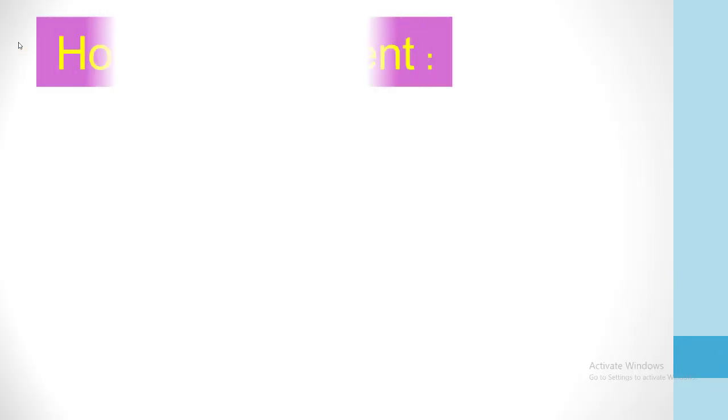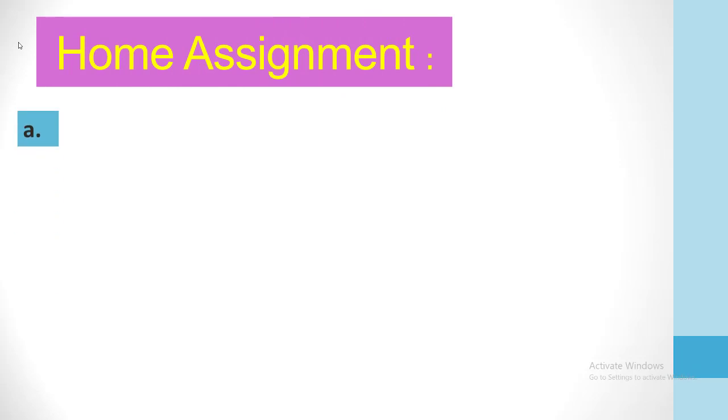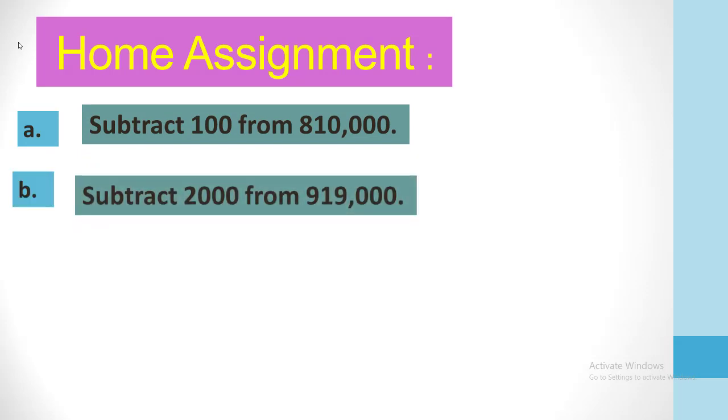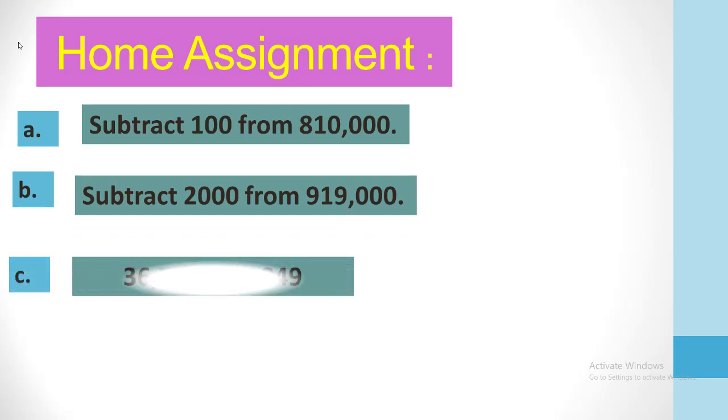Now it is your home assignment time. First question is subtract 100 from 810,000. Second one is subtract 2,000 from 919,000. Third one is you have to find the answer of 36,738 minus 12,849.